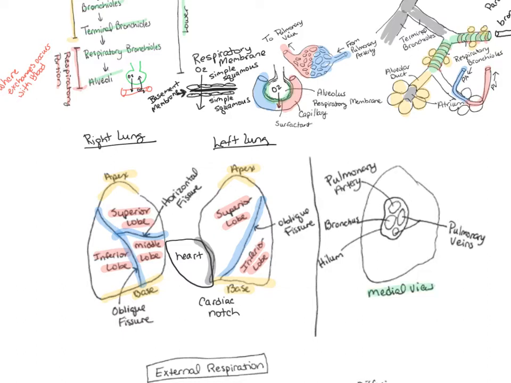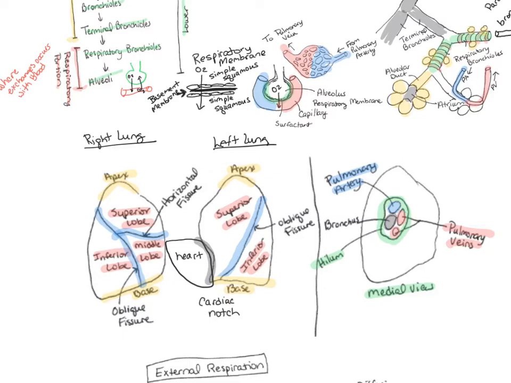On the medial aspect of the lung, we see the hilum. And so the hilum is where all those major passageways enter into the lung. So we have the pulmonary artery that's bringing deoxygenated blood to the lung. And we have the two pulmonary veins that are taking oxygenated blood away from the lungs. And then we have the primary bronchus. And all of those are going to be entering into the lung in a place that we call the hilum.